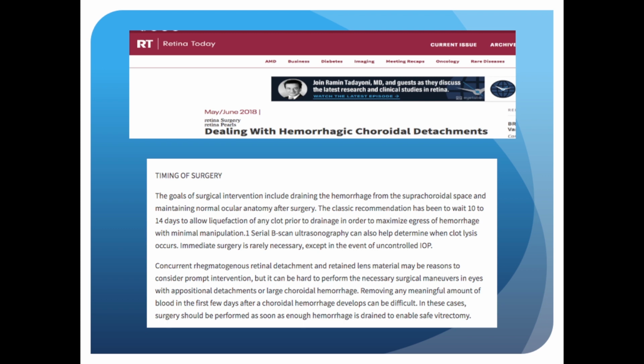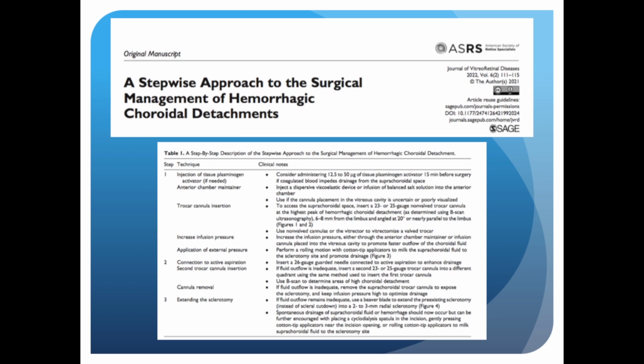So there is some literature which is telling how to deal with hemorrhagic choroidals, and when to deal with them. The classic recommendation is to deal with hemorrhagic choroidals after a wait time of 10 to 14 days. Just wait for the liquefaction of the hemorrhage so that it can be drained well. Serial USG should be taken so that the clot lysis can be recognized early and so that we can intervene accordingly.